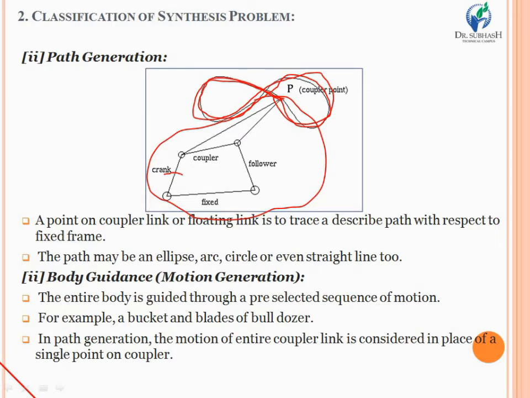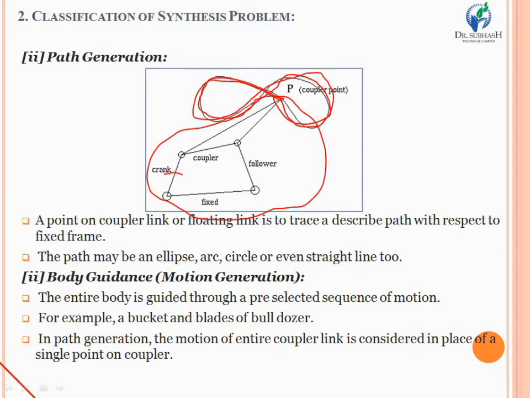So whatever the form that is being generated by the coupler point or common point or contact point, it will give us the characteristic of the motion of the output link. So from the path generation technique we can easily identify which kind of characteristic the output link has while transmitting motion and power.